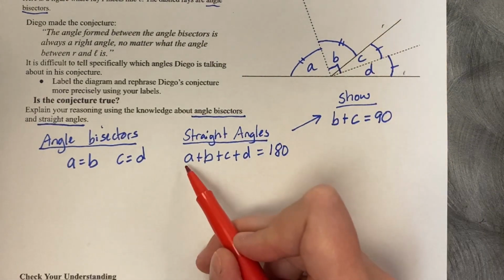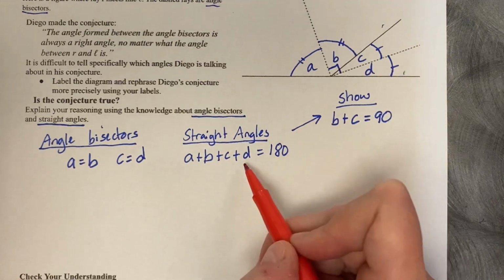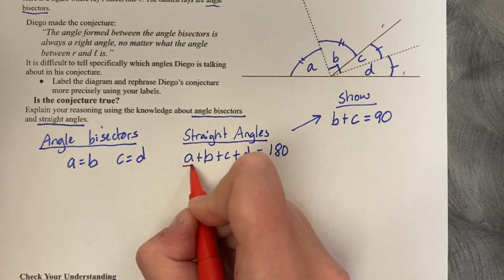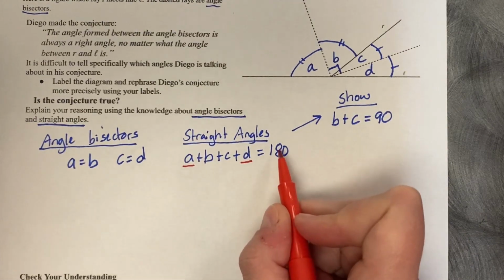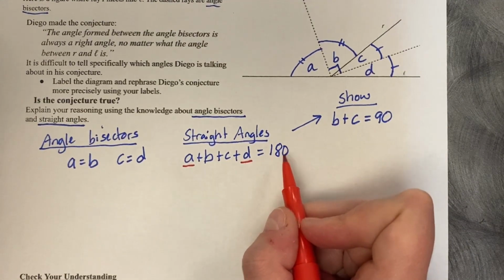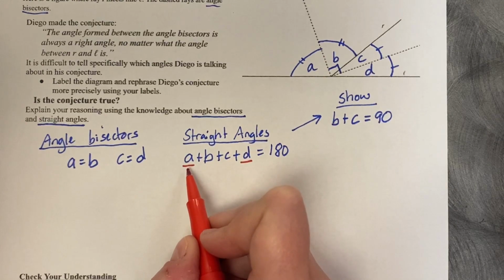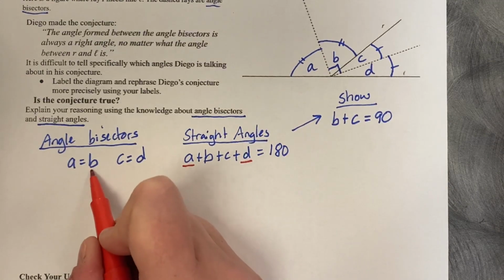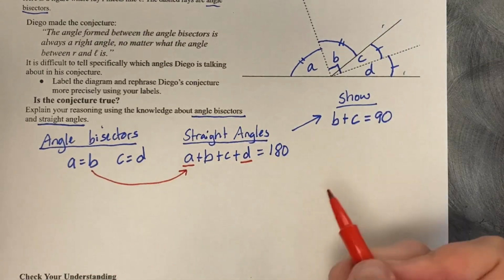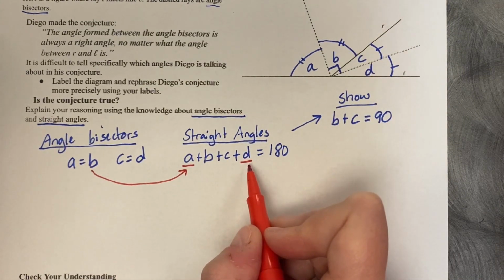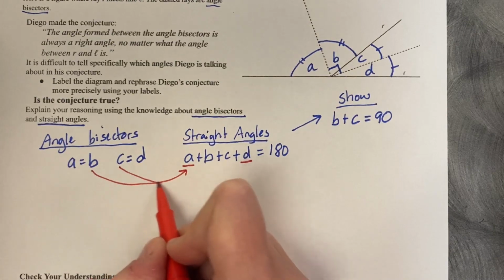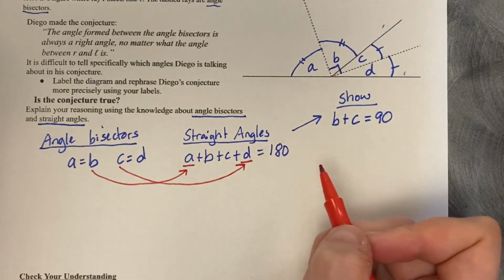Well, it doesn't have an A and it doesn't have a D. So these are the two that need to go away, and I also need to turn this 180 into a 90. So what can I say is true about A? Oh, well, A is also B. And what can I say is true about D? Oh, well, D is also C.